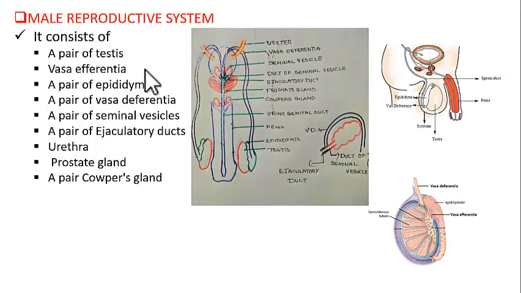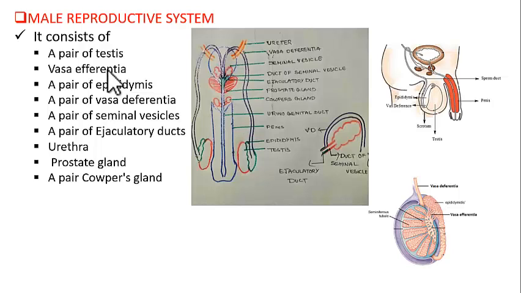So, next is Vasa deferentia. So to know that, you need to understand the next part, that is a pair of epididymis. Where are these epididymis present? These green color structures present over the testes on either side are called as epididymis. These green color structures that are attached, they are the epididymis. So two epididymis are present.